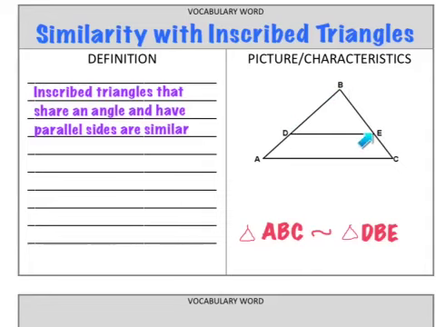So, when this happens, and the two triangles share an angle, like this one, and the two sides of the triangles are parallel, like these two are, then you have similar triangles. So, that's what we're going to be working with today: solving for sides of similar triangles that look like this, inscribed triangles. So, go ahead and go to your notes. Let's get started on some problems.